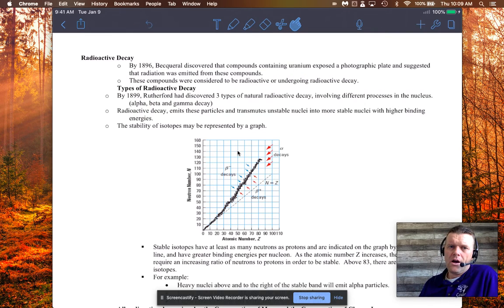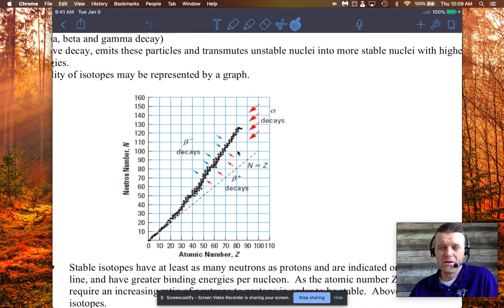And so basically, by the late 1800s, we discovered three types of radiation. They're alpha, beta, and gamma. There's actually two types of beta, but we'll get into that. Alpha is two protons and two neutrons. Beta is either an electron or a positron, and positrons are really cool. Gamma is just a photon. So we'll look through those as we go.